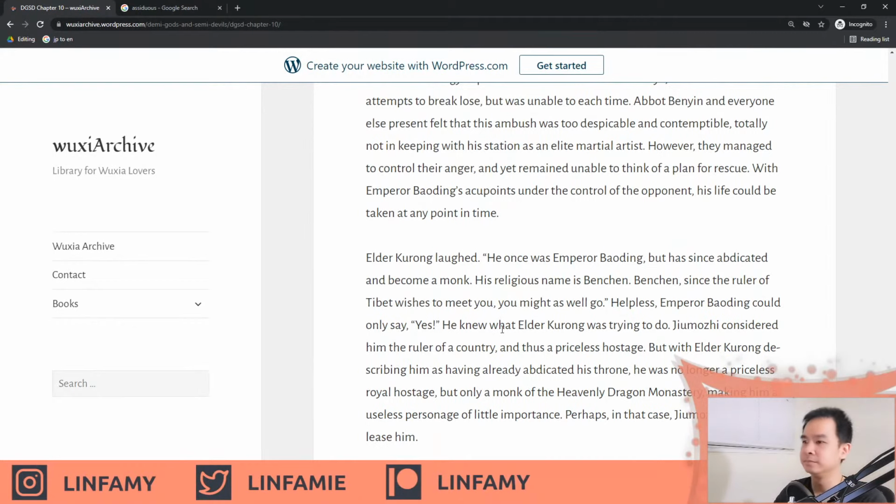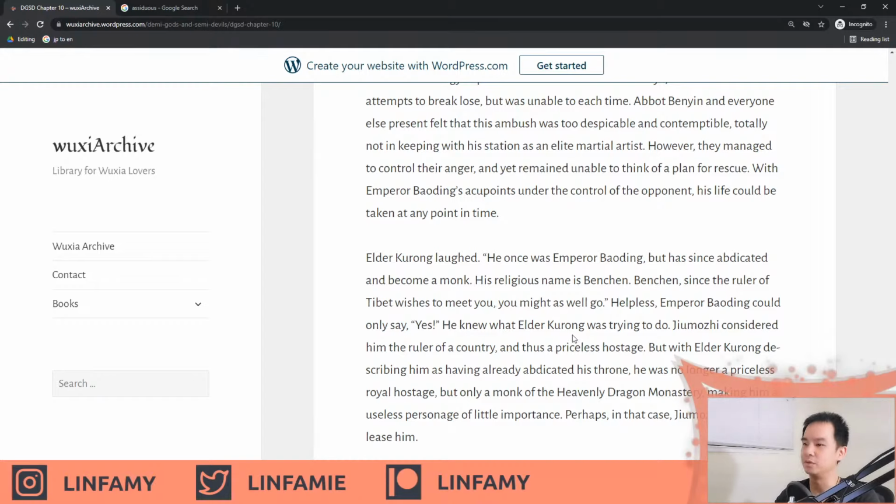Elder Kurong laughed. He once was Emperor Baoding, but has since abdicated and become a monk. His religious name is Bun Chun. Bun Chun, since the ruler of Tibet wishes to meet you, you might as well go. Oh yeah, true. He's no longer emperor. Helpless, Emperor Baoding could only say yes.